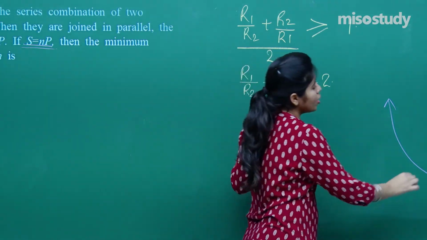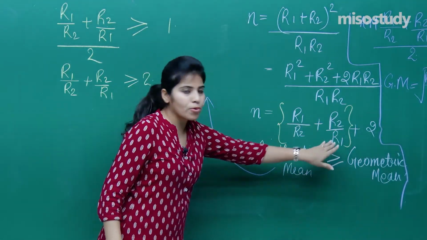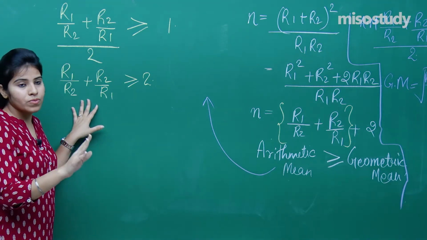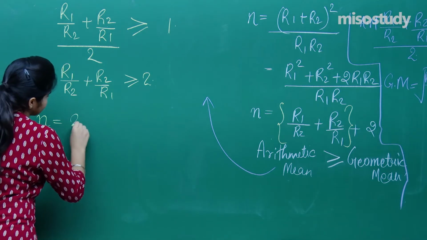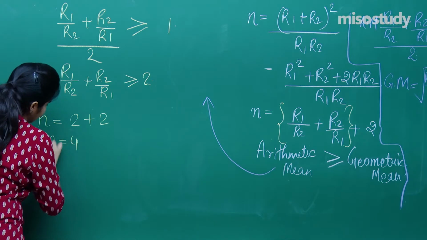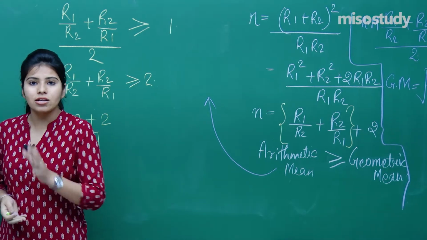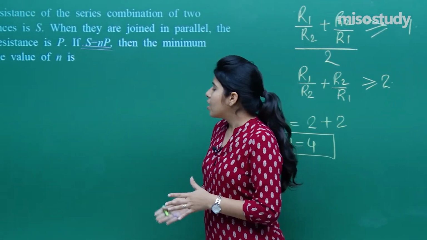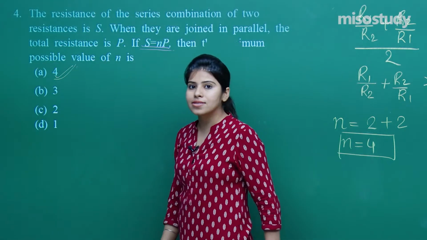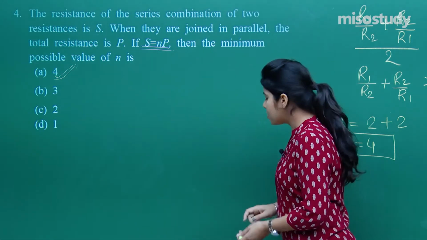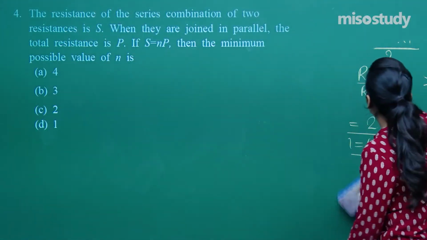Now, to find the value of N, I put R1 upon R2 plus R2 upon R1, which is greater than or equal to 2. So my value of N will be 2 plus 2. That means N comes out to be equal to 4, right? We now check whether N equals 4 is available in the options or not. Yes, this is the very first option, option number A, so we tick this. That means this is definitely the correct answer for the question, right? Now I am going to move towards the next question, question number 5.